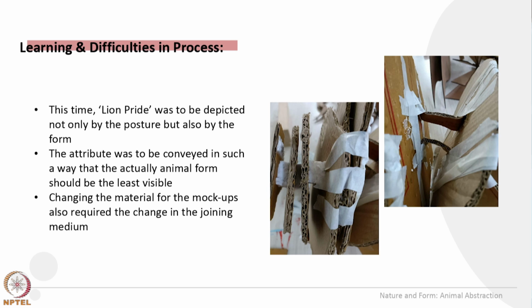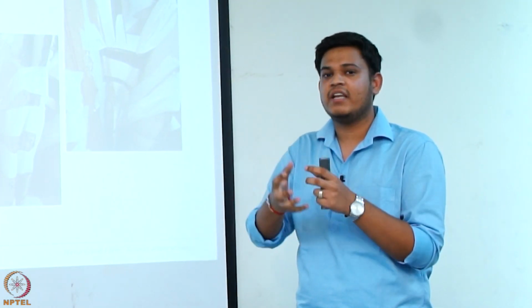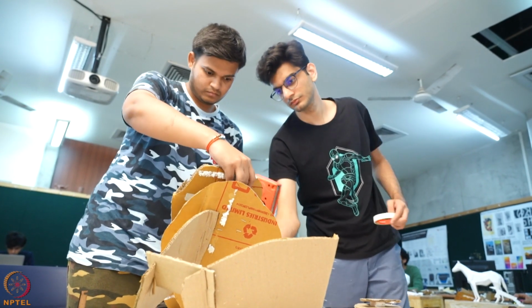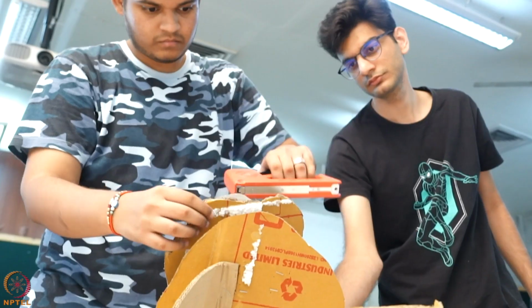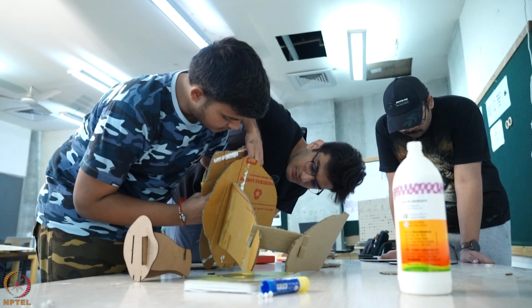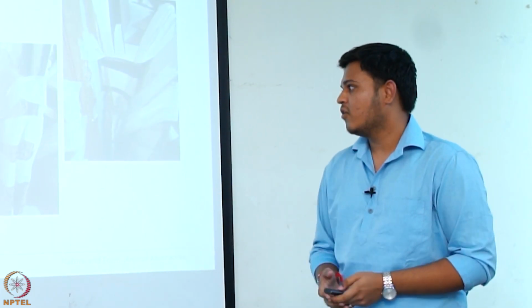Then we learned that changing the material for the mockups also required us to change the joinery and the joining medium. As you can see, for building the cardboard models I used paper tapes, stapler pins, Fevicol, everything, ranging from foam to thermocol.